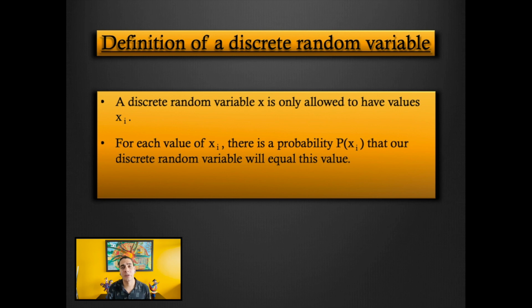With that being said, if we sum together all the corresponding probabilities for the values that x sub i is allowed to take on, then we should get 1. This implies that the probability of getting one of those values is 100%. Let's move on to an example.